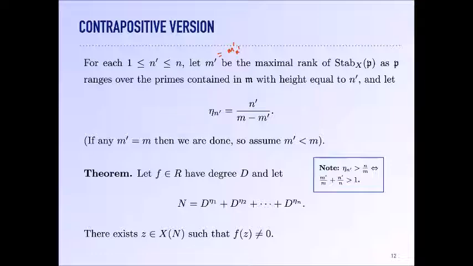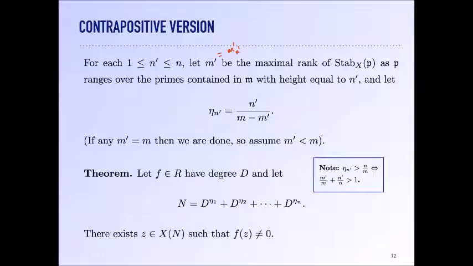Okay, so here's the theorem. Let f have degree d, in the polynomial ring in n variables, and let capital N be d to the eta 1 plus dot dot dot plus d to the eta n. Then there exists a z in X of n such that f of z is not equal to 0.